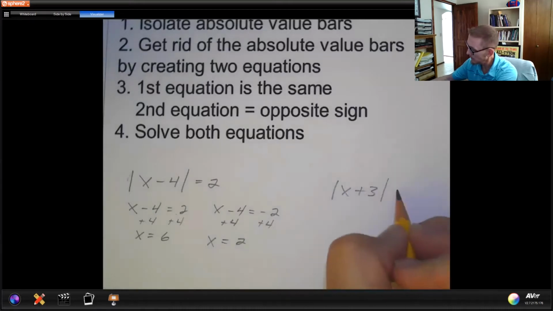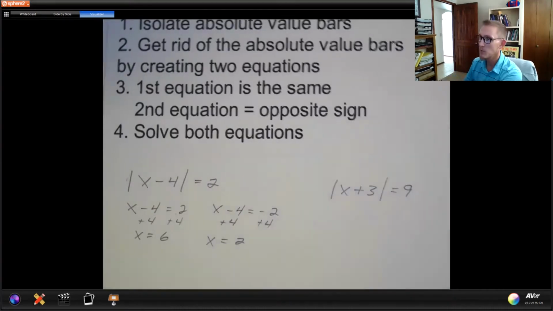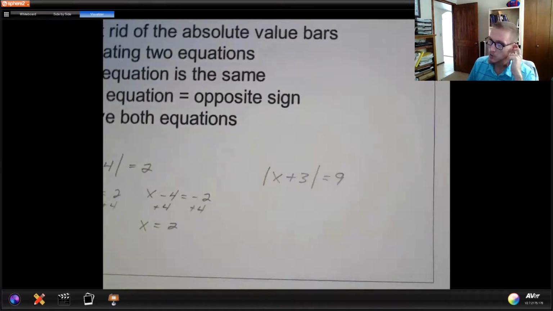All right, so go ahead and try one on your own. X plus 3 in absolute value bars equals 9. So pause the video here and try this one on your own.